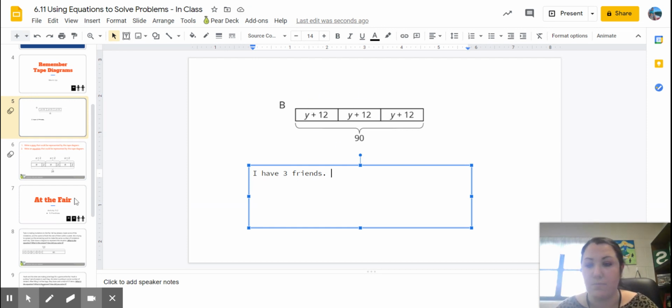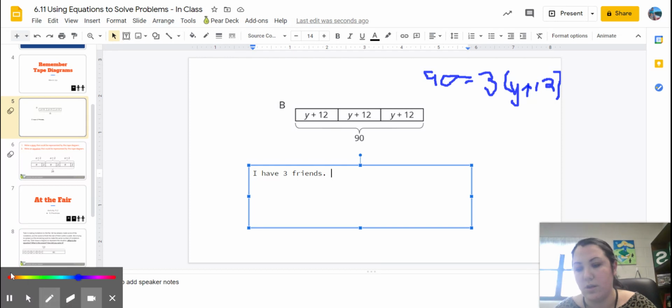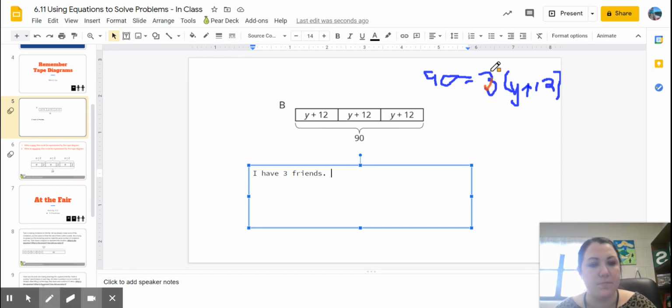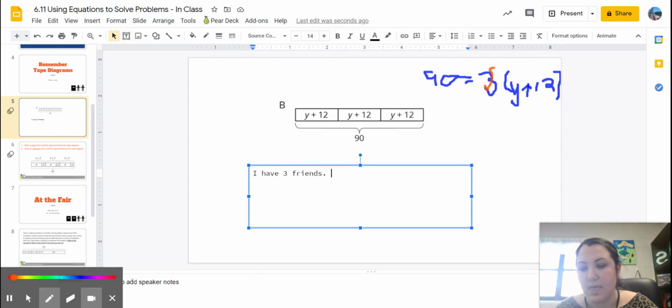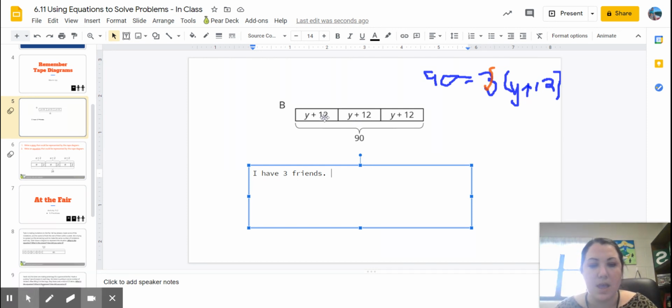So I got that groups part down, or thinking back to the equation, 90 equals 3y plus 12. I know I have the 3 part done, so I'm actually going to change my color here and check off my 3. Okay, so I have 3 friends. The next thing is I look at my equation. So each friend, so each group, is y plus 12.